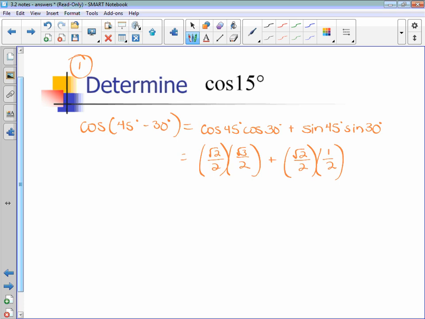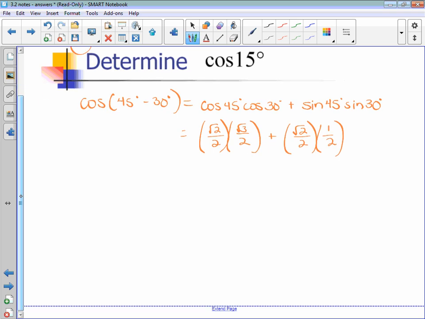Now we just have to actually multiply and simplify. So what is root 2 times root 3? Root 6 over, what's 2 times 2? 4. Plus, what's root 2 times 1? Okay, not a tricky question this morning. What's root 2 times 1? Root 2? Over 2 times 2? 4. Good job. All right, they already have the same denominator, so your last step, you can just write root 6 plus root 2 all over 4. And you're done.